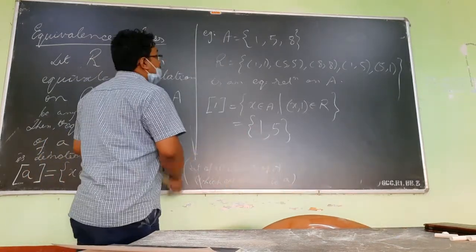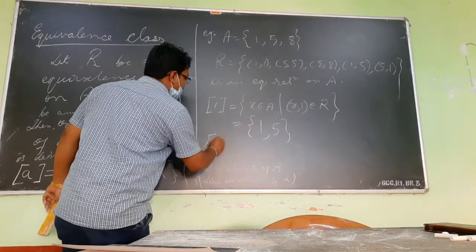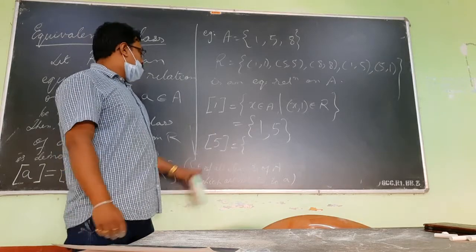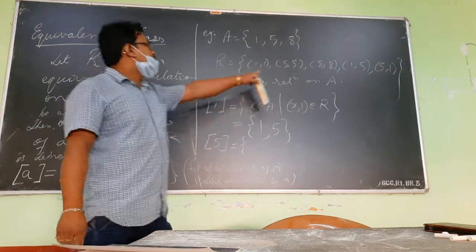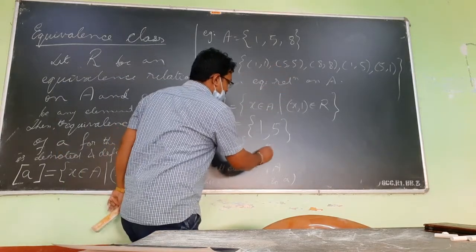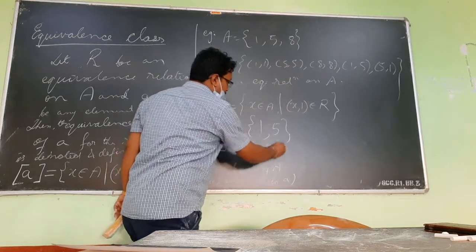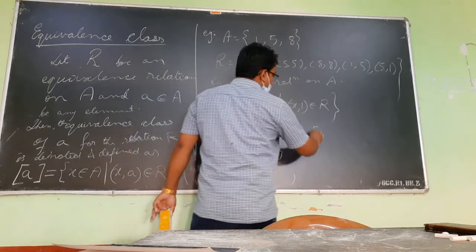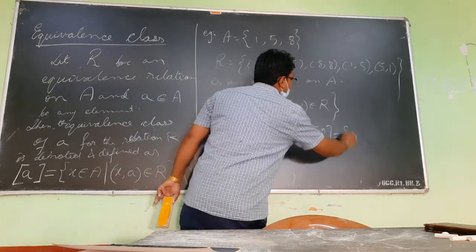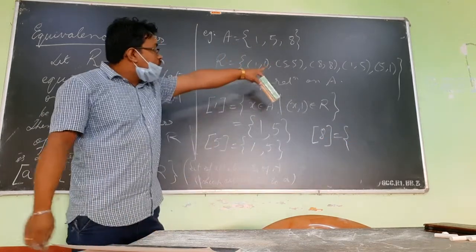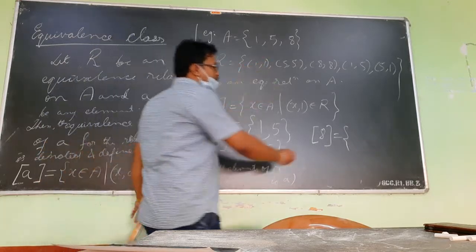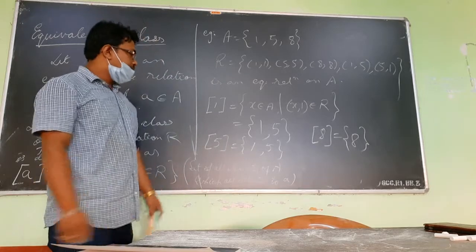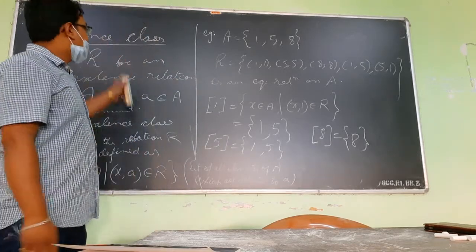Similarly, what is the equivalence class of 5? 5 is related to which elements? 5 is related to 5, and 5 is also related to 1. So it is also {1, 5}. What is the equivalence class of 8 here? 8 is only related to itself. It is not related to any other element. So the equivalence class of 8 is {8}. Clear.